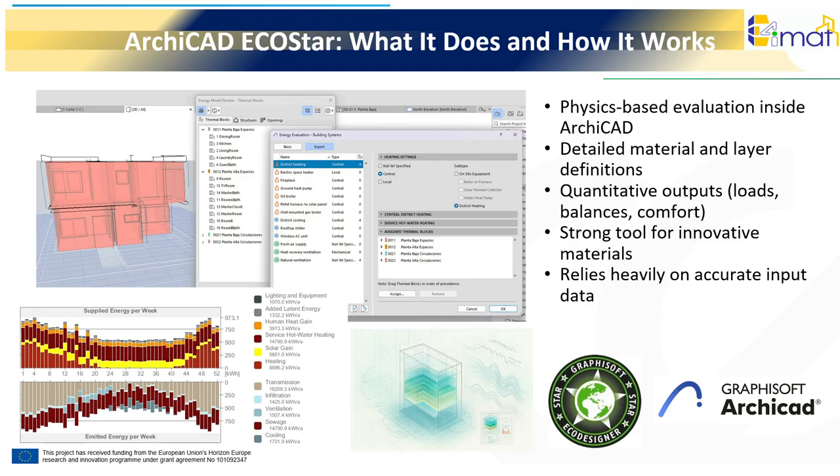This makes it especially suitable for innovative materials where thermal mass, reflectivity, emissivity, or phase change behavior are important. Because ECOStar relies so strongly on the physical accuracy of the material definitions, well-characterized materials produce clearer, more reliable outcomes. For material developers, this can significantly support technical validation and strengthen the credibility of performance claims.